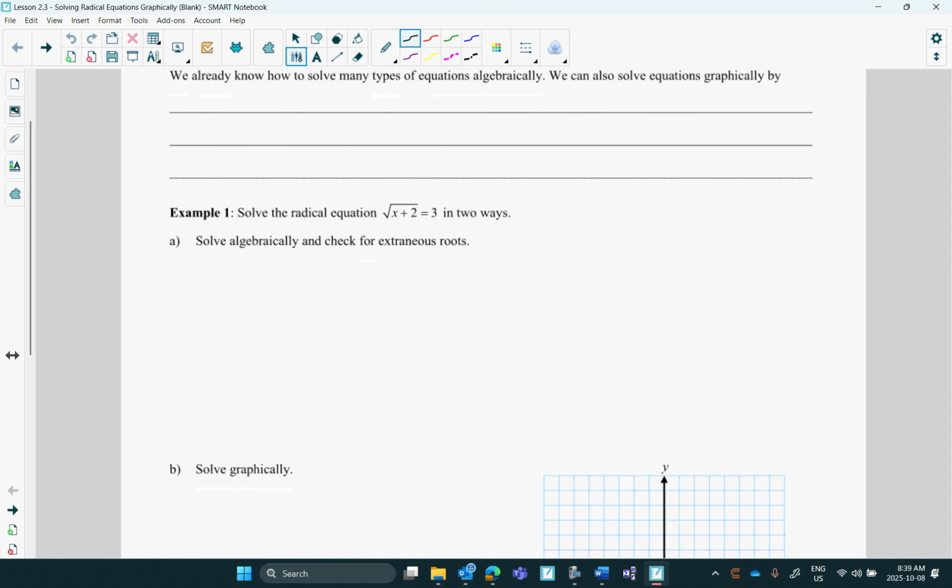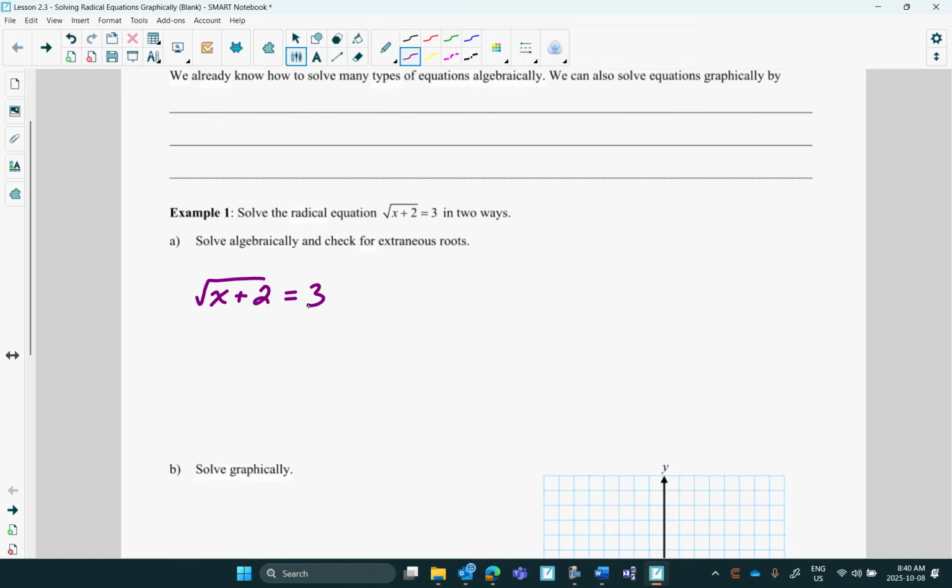We remember, solve that. Remember, when you solve an equation, the whole goal is to get x by itself. But I've got some stuff with x. I've got a +2 and I've got a square root sign.